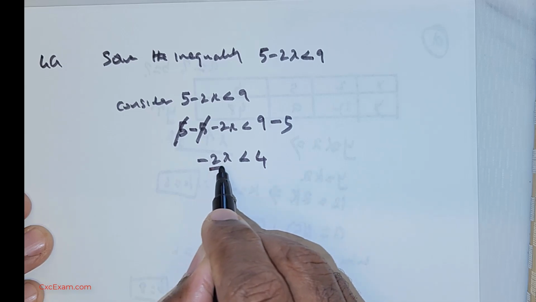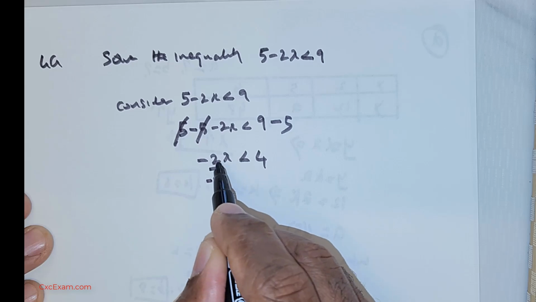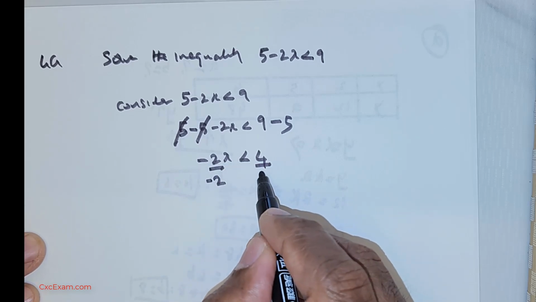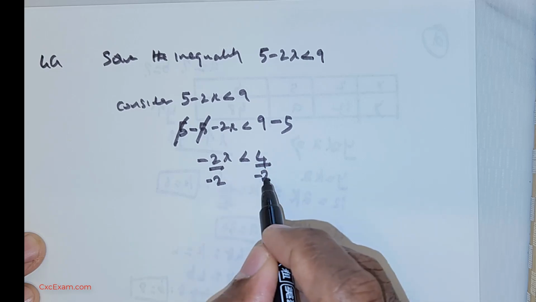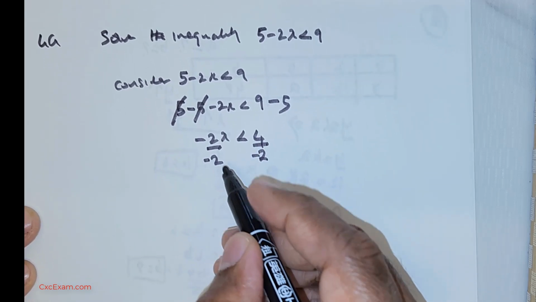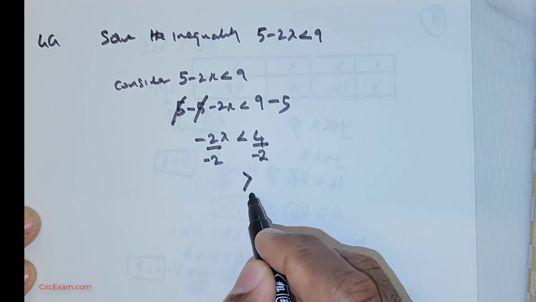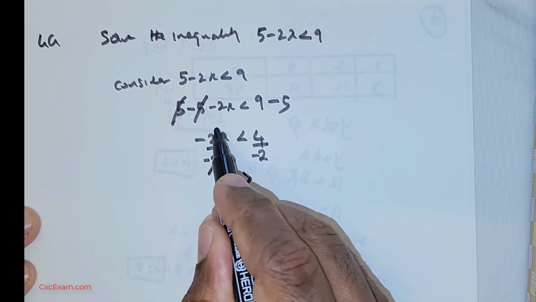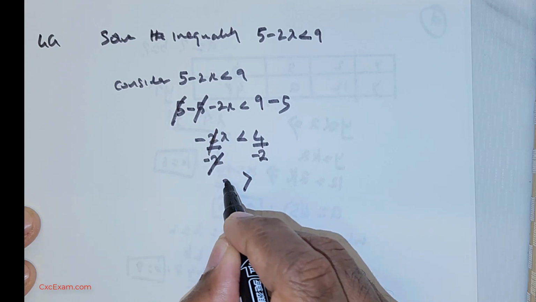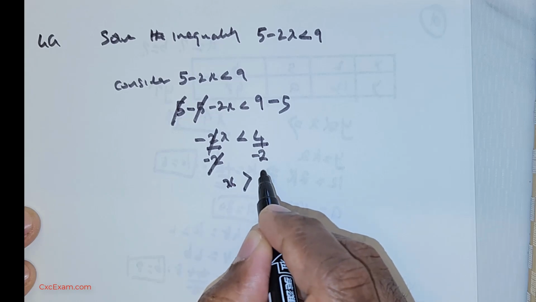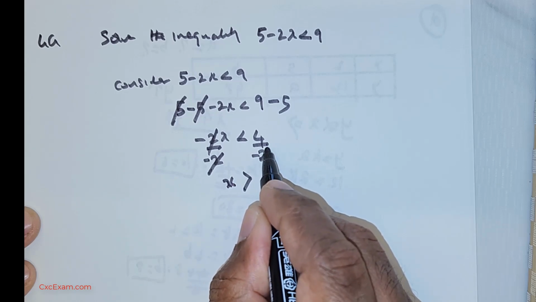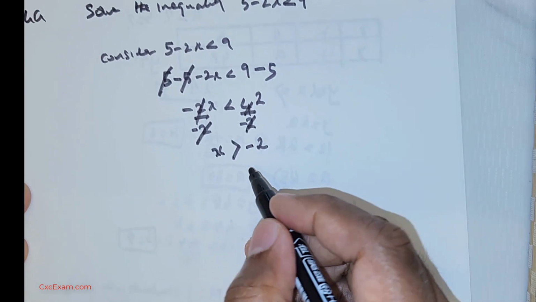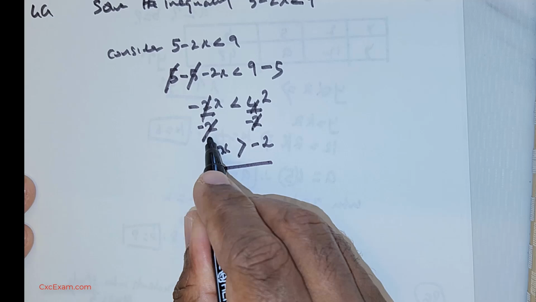Now I'm going to divide both sides by negative 2. I want to get rid of this negative sign with the 2. When you divide by a negative quantity, the direction of the inequality sign will change. So the inequality will become like this. The negative 2 gets cancelled, so you have x, and then 2 divides 4 two times, and you have negative 2 there. So this is what we have got: x > −2.